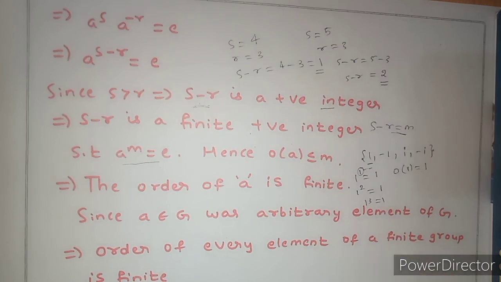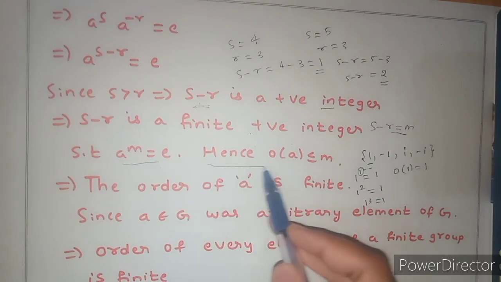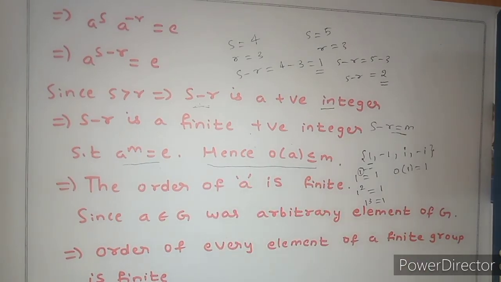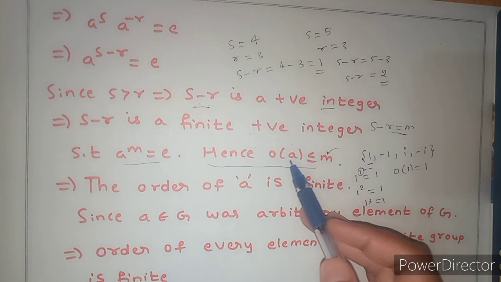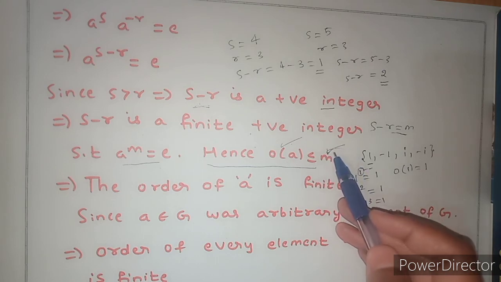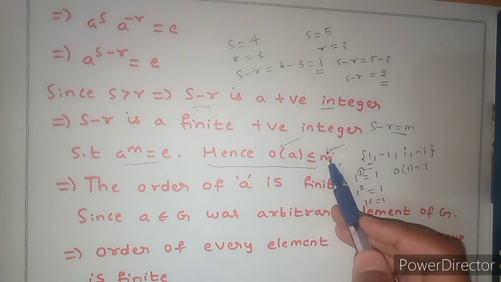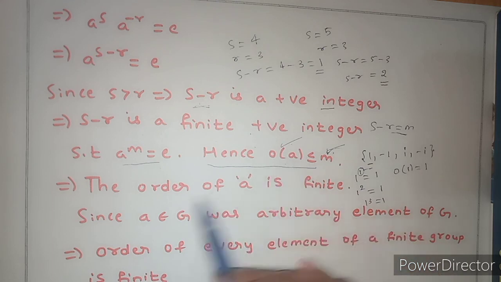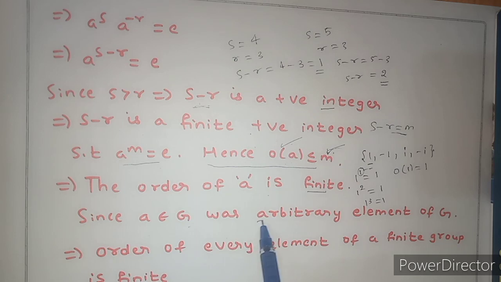So the order of a will be equal to m, or it will be less than or equal to m. Now here m is finite, the greater number is finite, and the order of a is less than or equal to m. Obviously the order of a is also finite, right? m itself is finite and m is the greater number, and the order of a is less than m. If the greater number is finite, then the lesser number will also be finite. So the order of a is finite here.